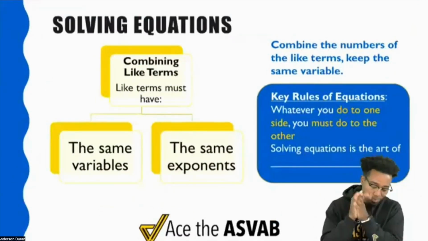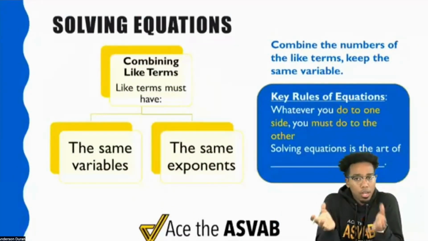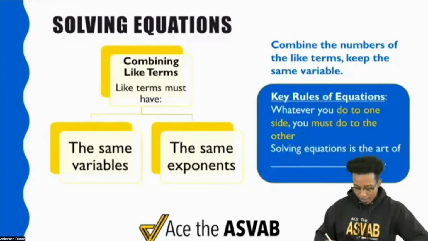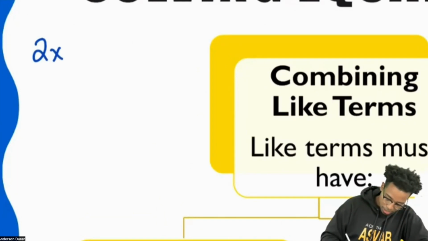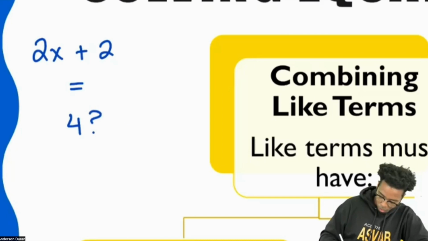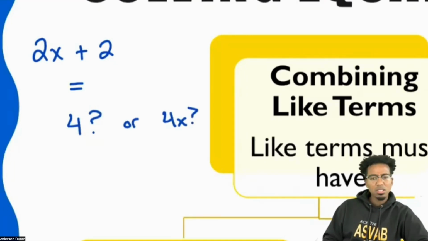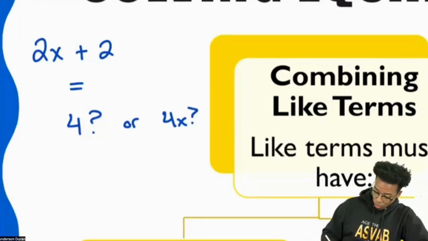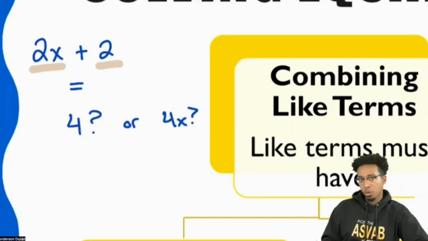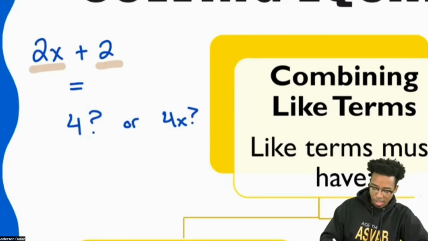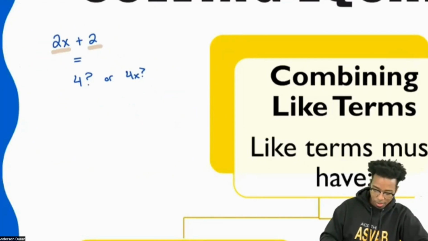Solving equations here. We have to make sure we know how to combine like terms. Everybody, if you see something to the effect of, let's say, 2x plus 2, is that equal to 4 or 4x? The answer here is going to be no. 2x and 2 are not like terms. So let me give you some proper examples to show you exactly what I mean.